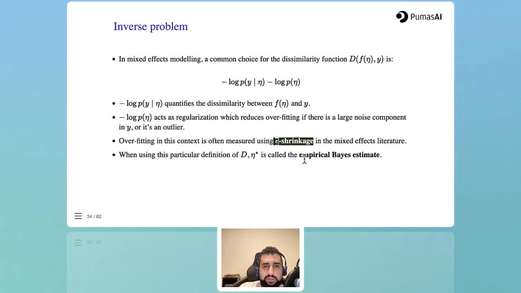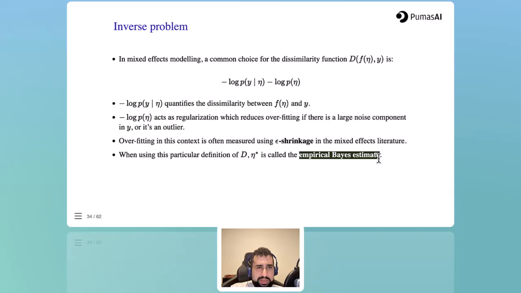Now, this particular choice of similarity function, when we use it, the value of eta star has a specific name. The name of eta star here becomes the empirical Bayes estimate. The term empirical Bayes comes from the fact that we are modeling eta as a random effect, or as a random variable. So eta here is a subject-specific parameter, an individual parameter, per subject or per image. And then the parameters of f in general and the parameters of the prior are population level parameters.